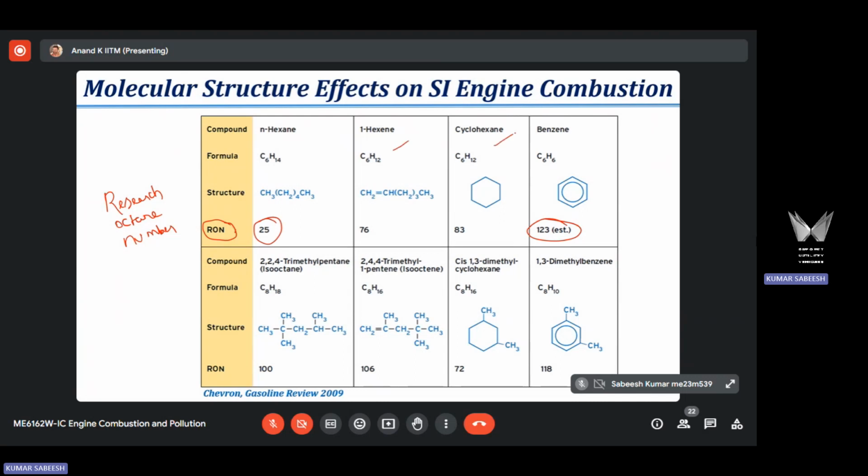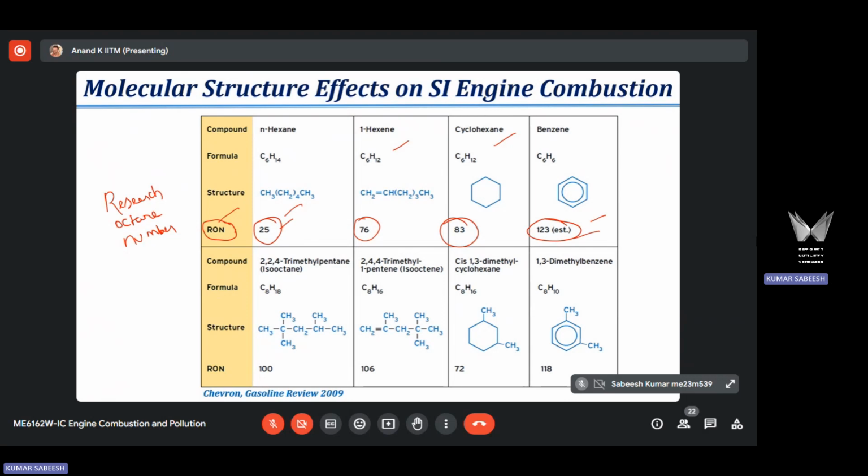For olefin and cycloparaffin, you have values in between. So this is the lower bound, this is the upper bound, and in between you have this olefin class and cycloparaffin class. So the important takeaway for you is that based on hydrocarbon molecular structure, research octane number, which is a measure of antiknock quality, is significantly different. It can vary anywhere between 25 and 123.